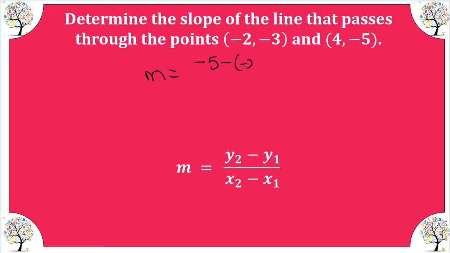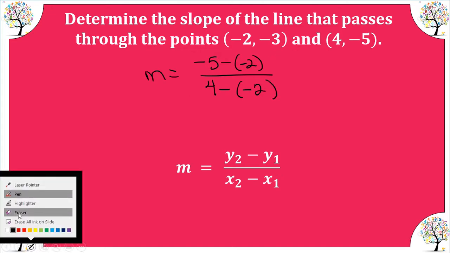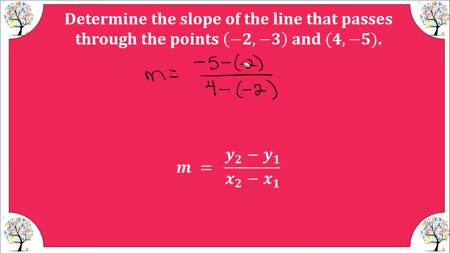-5 minus -2 over 4 minus -2. Oh, I put that in the wrong place. I'm glad I caught that. So erase that. It's -5 minus -3 there. So -5 minus -3, the change of the y's compared to the change of the x's. This gives me -2 over 6, which is -1 over 3. So it's down 1 and right 3.